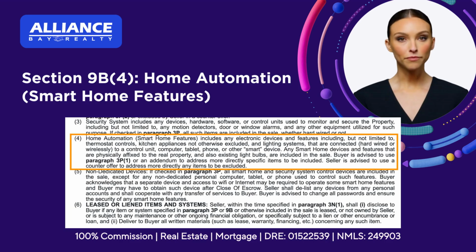Section 9B4, Home Automation, Smart Home Features. All electronic devices/features connected hardwired or wirelessly to a control unit/phone/computer, for example, smart thermostats, connected ranges, lighting systems, and existing light bulbs are included unless excluded. Use Section 3P1 or an addendum to list specific smart items to keep/exclude. Handover requirements: seller must delist devices from personal accounts and cooperate with transfers. Buyer should change all passwords and secure the system.